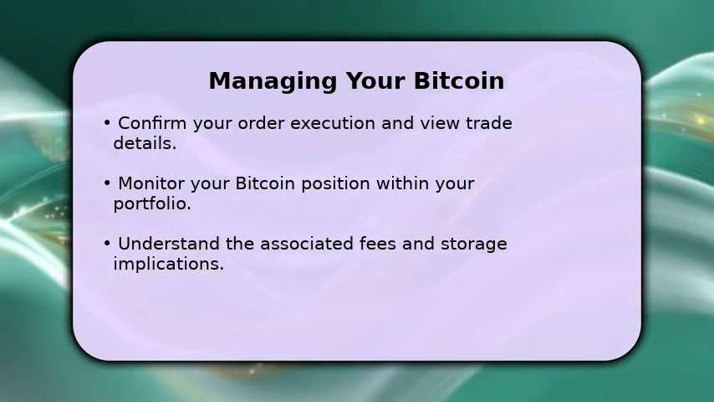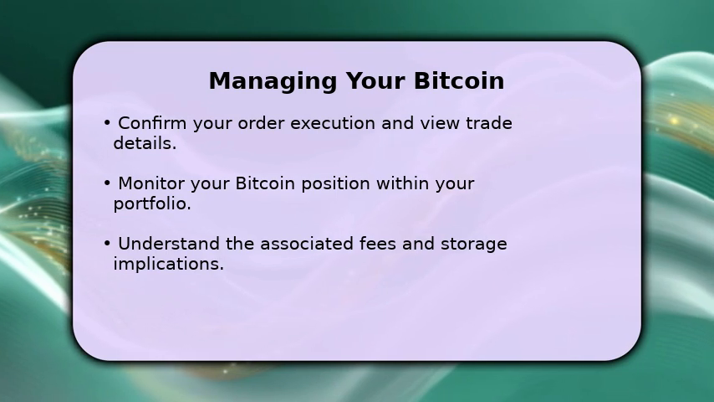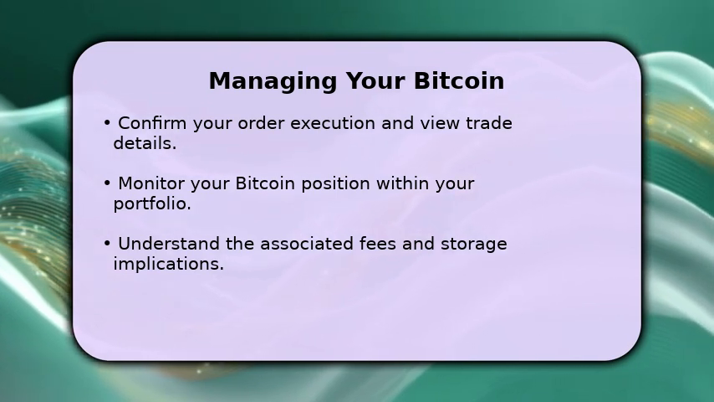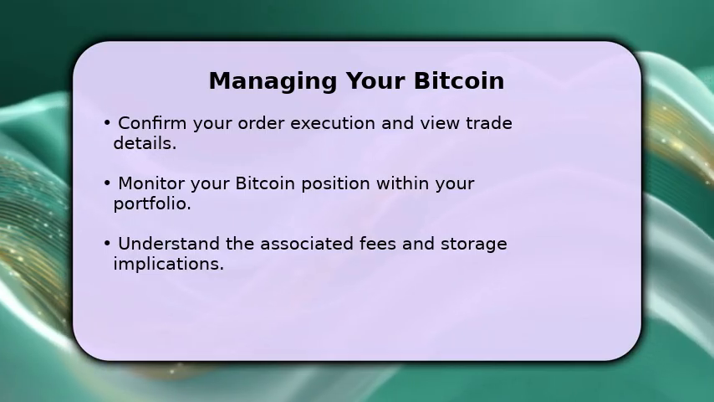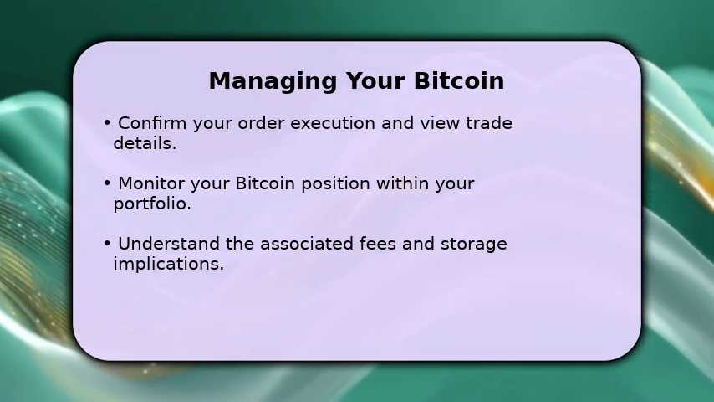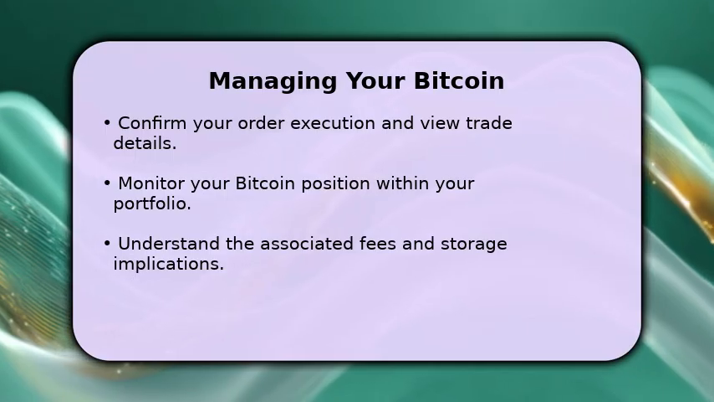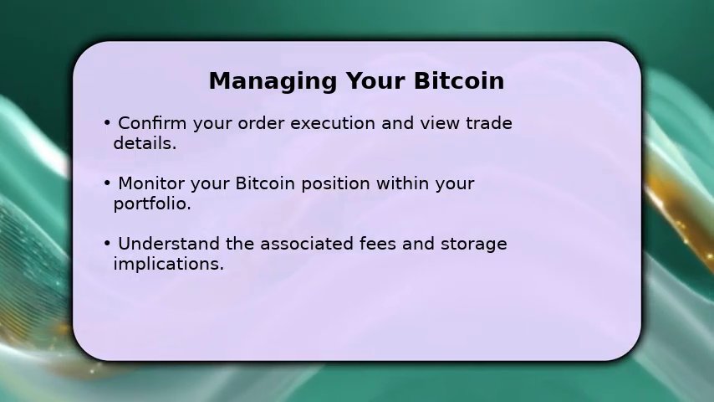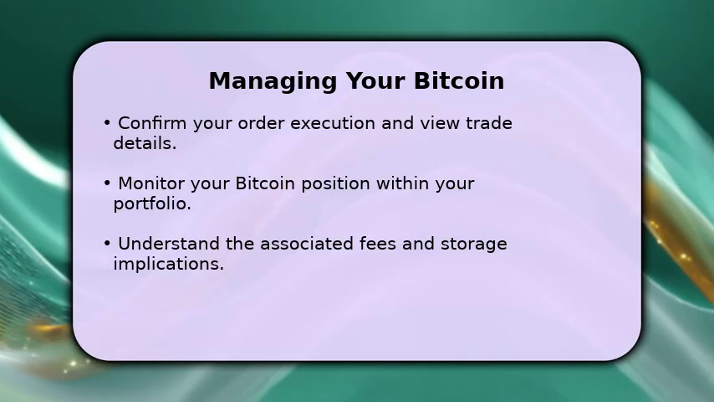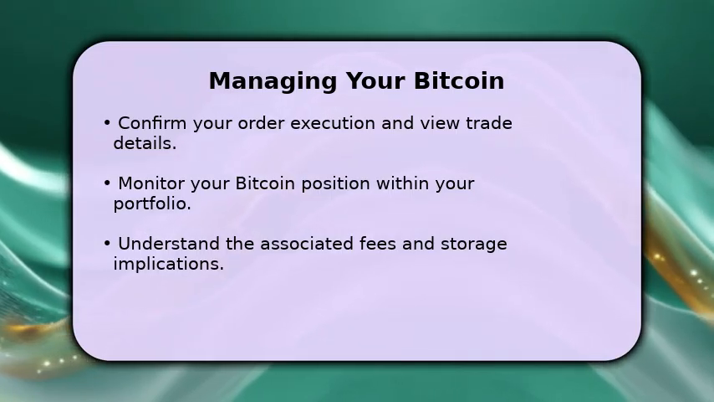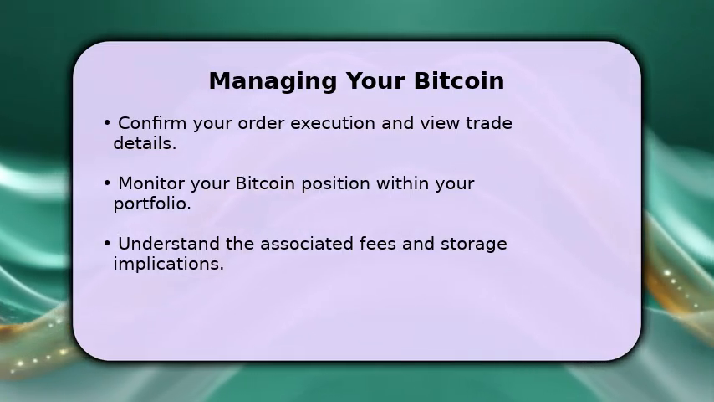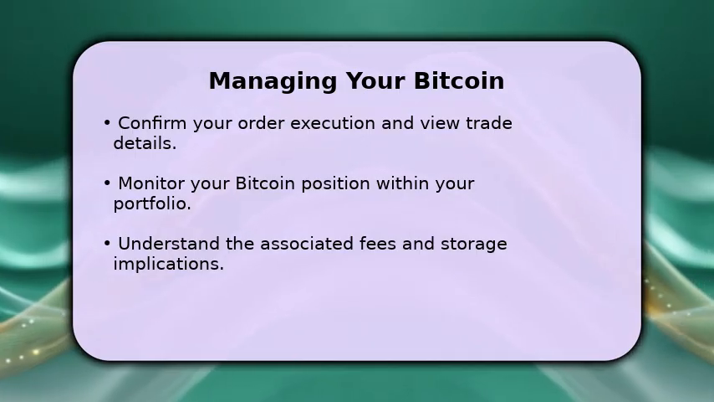Remember that Interactive Brokers charges a small commission for cryptocurrency trades, typically between 0.12% and 0.18% of the trade value, with a minimum fee of $1.75. Your Bitcoin is held securely with a third-party provider like Paxos Trust Company or Zero Hash LLC, simplifying custody.